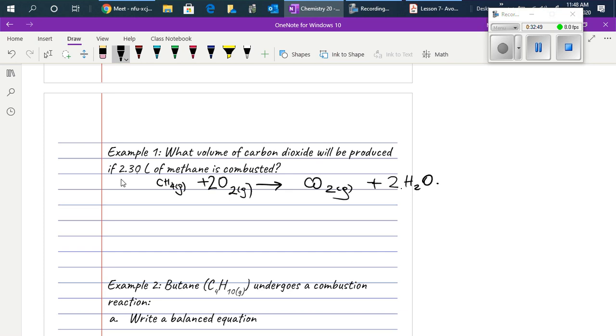What is given here is that we will have methane. So what is given is 2.30 liters of methane. This is what is given, and we are asking, what is the volume of carbon dioxide? So now the ratio between methane and carbon dioxide is 1 to 1.